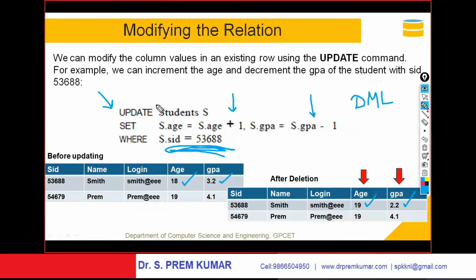You listen to the point carefully. Update students. The name of the relation is students. The name of the table is students. Set age equals to age plus 1, GPA equals to GPA minus 1. Age is increased by 1, GPA is decreased by 1. Where student ID is 53688. For this student only, not for all. Only for this student, age got increased by 1. That became 19, previously age is 18. GPA previously 3.2, now it became 2.2. That got decreased.